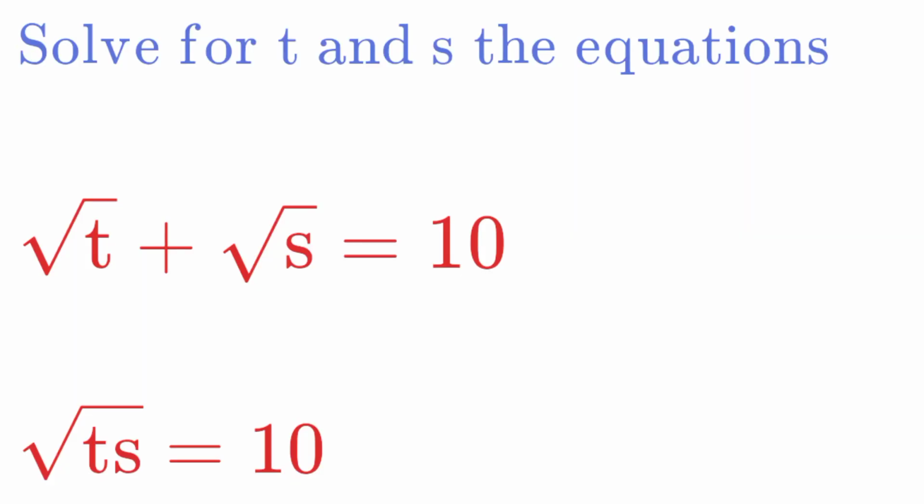In today's tutorial, we want to solve this Maths Olympiad question. We want to solve for the values of the real variables t and s in the equations root t plus root s is equal to 10 and the root of the product of t and s also equal to 10. Solve for the real values t and s.